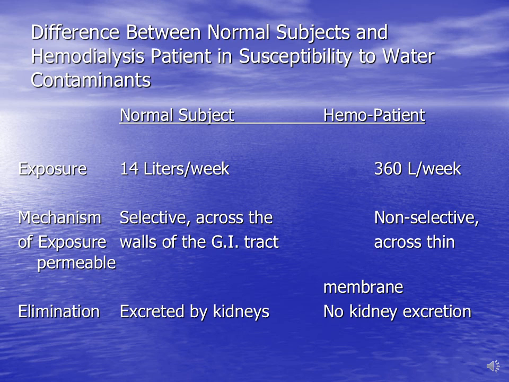Also, the mechanism of exposure in the normal subject is selective across the walls of the GI tract. Selective means that things the body wants to reject, it will reject and not allow to be absorbed. Non-selective in the patient through the dialyzer means whatever is in the water will go through that membrane. It doesn't reject anything. Anything in the water will go through the membrane directly into the patient. And of course, in the normal subject, the contaminants that you drink are excreted by the kidneys. In the hemo patient, there is no kidney excretion.